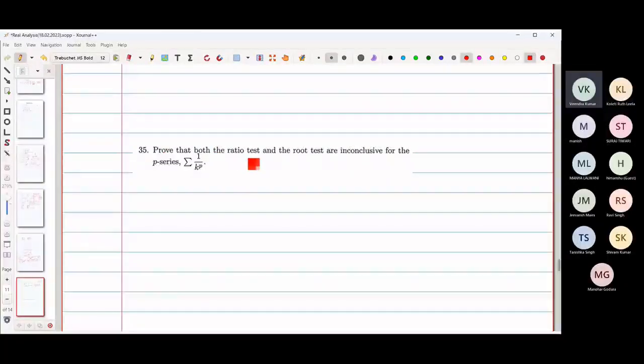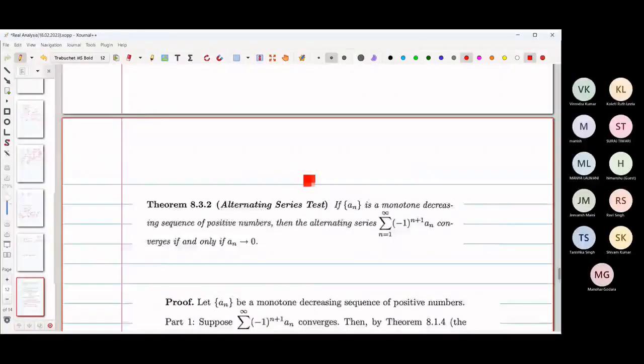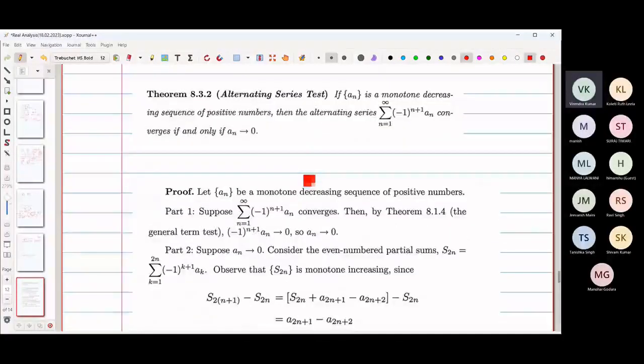And this also prove that the ratio test and the root test are inconclusive for this. So you have to simply apply here the ratio test and root test. In both cases, limit you will be getting as 1. No? So in both cases, you can tell that the test is inconclusive. Fine. Okay, so this is the last thing I would like to discuss today.